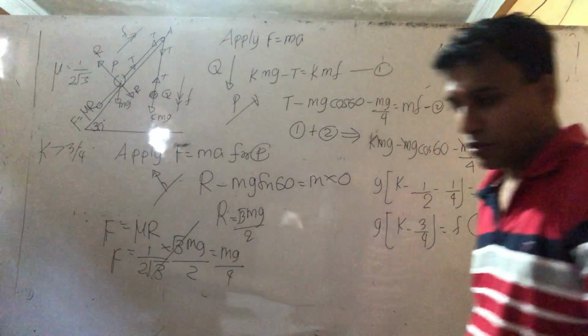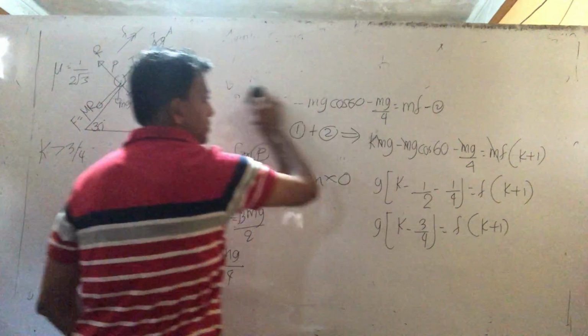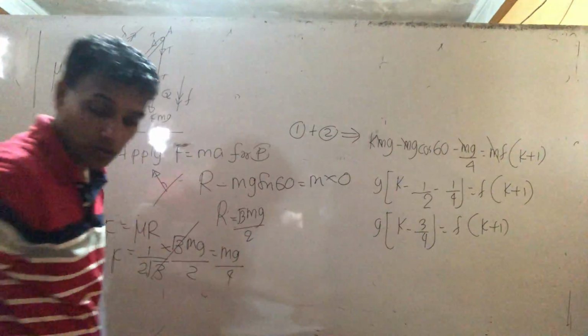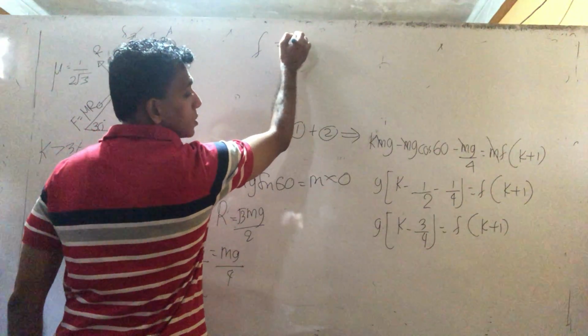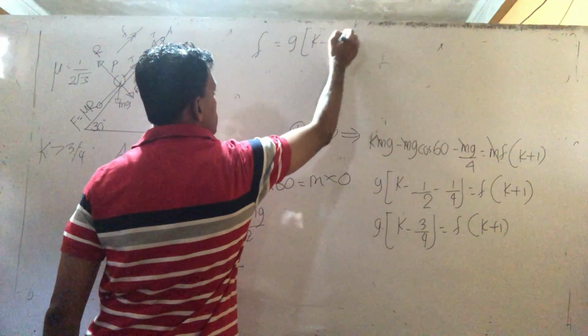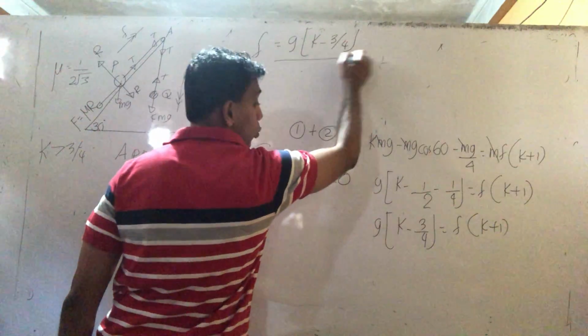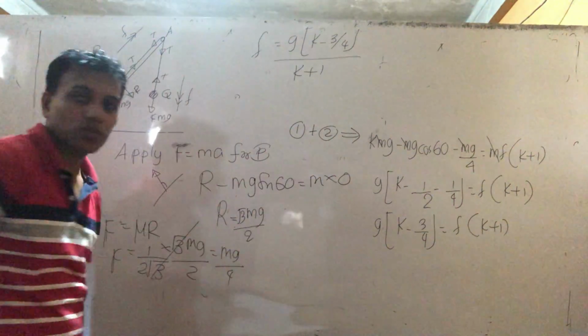So what is f equal to? Simple question, I made mistakes many times: the k problem and I missed the cos theta also. So what is f equal to? G into k minus 3 over 4, over k plus 1. This is f.